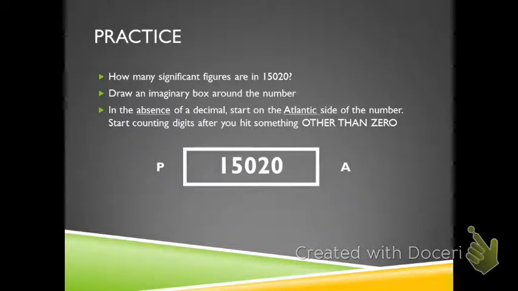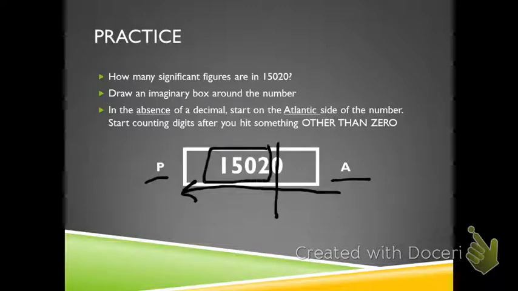So how many significant figures are in 15,020? Again, imaginary box. Are you in the presence or the absence of a decimal? Well, there is no decimal written on this number. You need to go cross-country. Start counting when you hit something other than 0. Well, the first thing I hit is a 0. That doesn't count. I start counting when I hit something other than 0, which is the 2. All these numbers count. Once you hit something other than 0, all the numbers that are left count. So that is 4 significant figures.